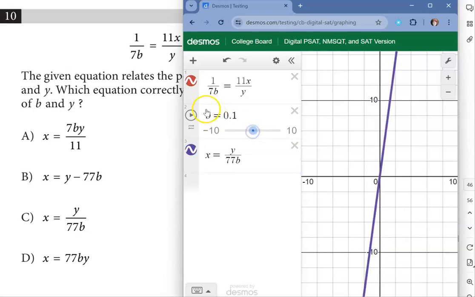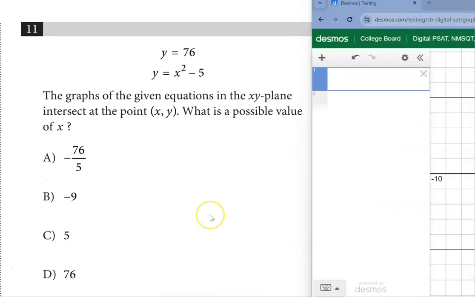If you turn off the purple one, you'll see the red one's under there. So these are the same. The correct answer was answer choice C.